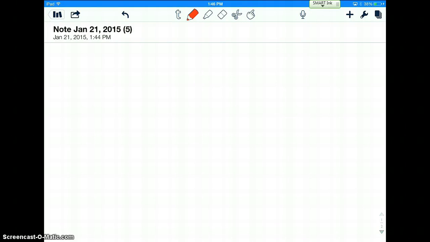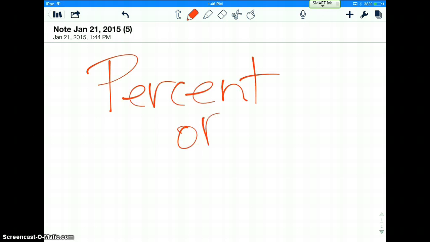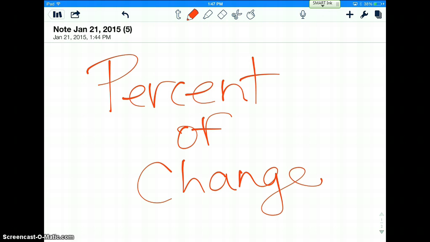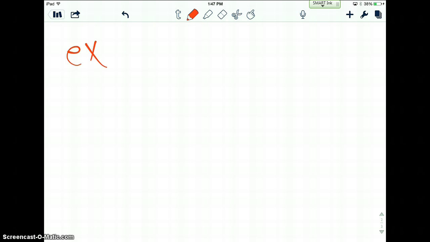I said on the board that this would be about percent of change, and that was one of our vocabulary words that you wrote on your note card. That's just a ratio of the change in a quantity to the original. It's expressed as a percent. So we're going to actually do one problem on percent of change, and then we're also going to do one problem on tip, because we did not get to that in class. So percent of change. This example is going to be about a lamp.